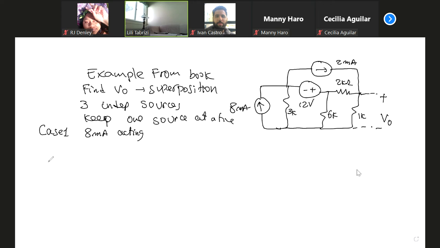So redraw the circuit. For superposition, for each case you have to redraw the circuit. If you have any question about what is left in the circuit, please let me know. That's what I can do, I just keep telling you. So you have 3K. The voltage source is not acting, so it's dead. Dead for a voltage source is a short circuit. This 2 milliamp current source is dead, open.